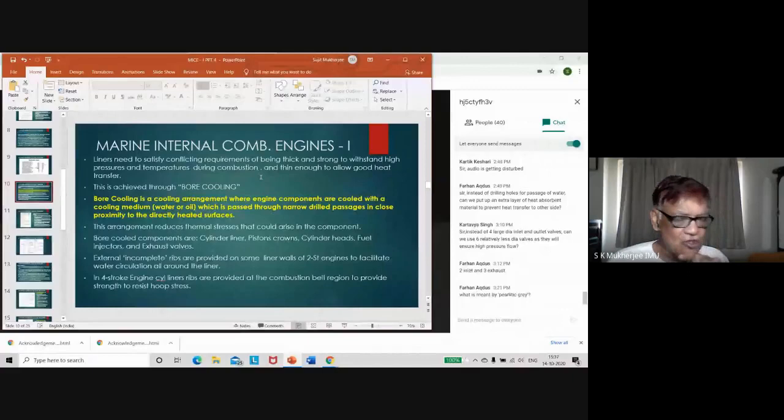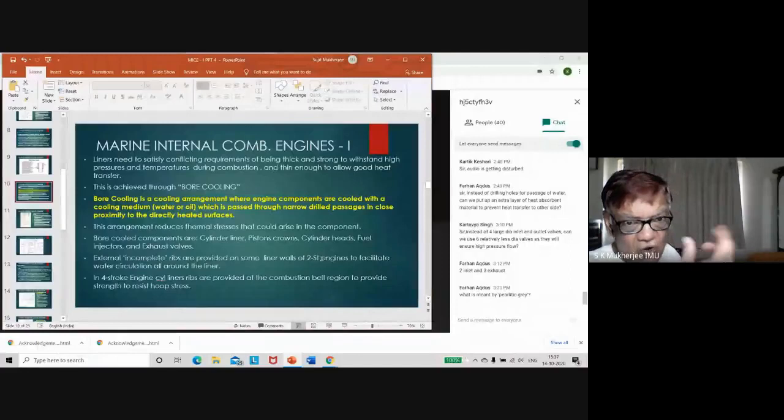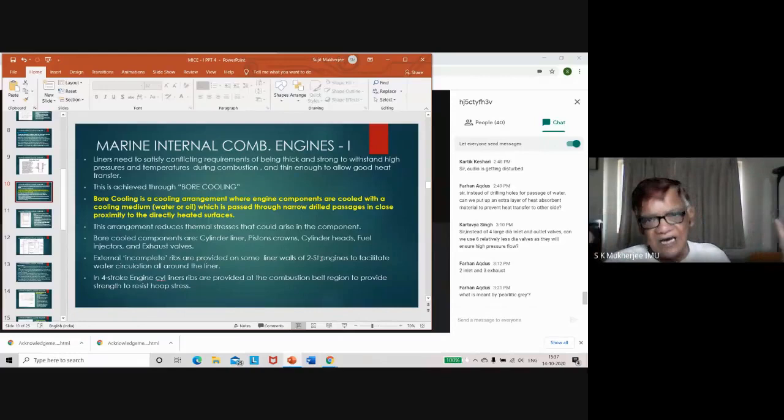So if you are asked the question, what is bore cooling? You can answer the question by, bore cooling is an arrangement where engine components are cooled with a cooling medium, and this may be water or oil, which is passed through narrow drilled or cast passages in close proximity to directly heated surfaces. All right.